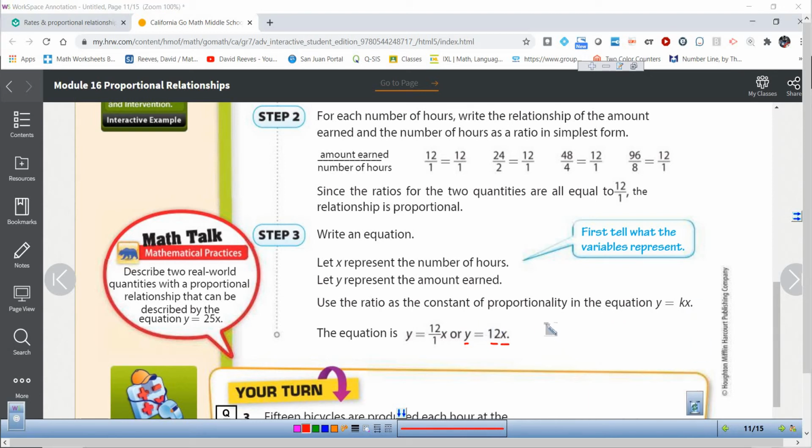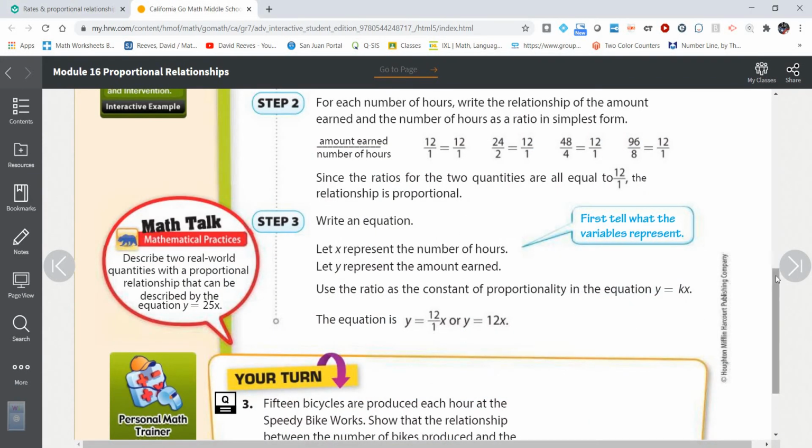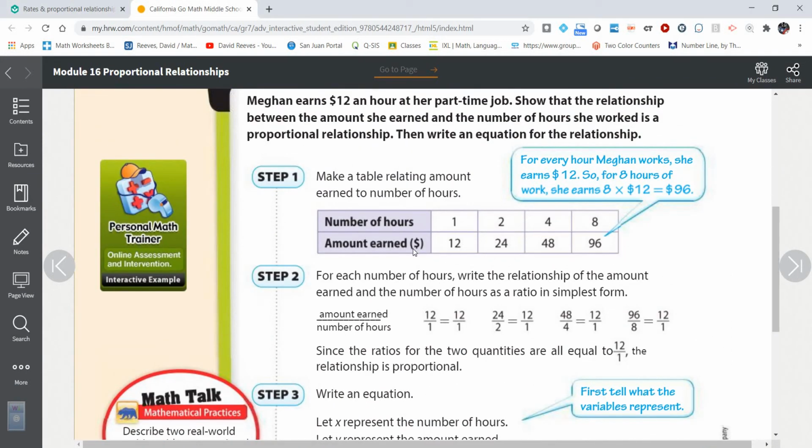And that constant of proportionality, k, right? k is equal to 12 over 1, or 12. Every single one of them, that is 12, that is 12, and that is 12. So again, to summarize, we would say that the relationship between the amount that she earned and the number of hours she works is a proportional relationship.